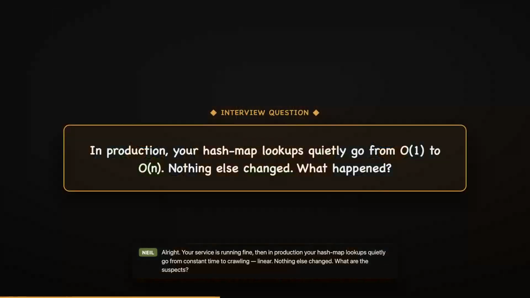Alright. Your service is running fine, then in production your hash map lookups quietly go from constant time to crawling, linear. Nothing else changed. What are the suspects?